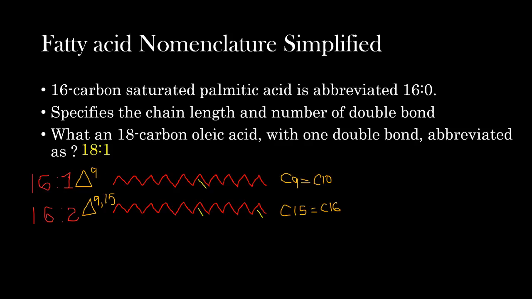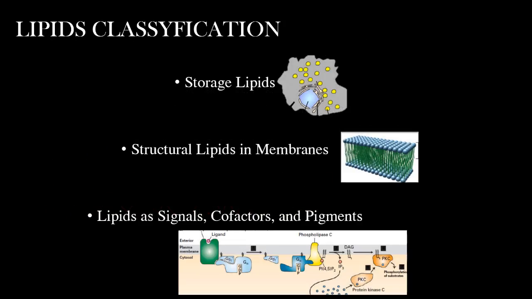Okay, so next, lipid classifications. So this is the main classification. They are mainly classified into storage lipids, structural lipids in membranes, and lipids as signals, cofactors, and pigments. In storage lipids, the lipids are stored as fat droplets, which we can further utilize as an energy source, for example triglycerols and waxes.